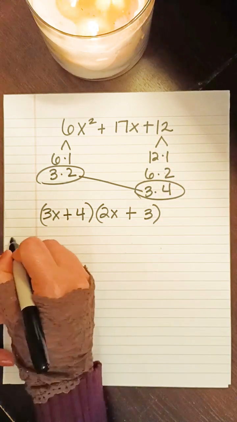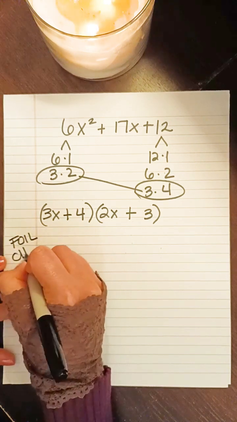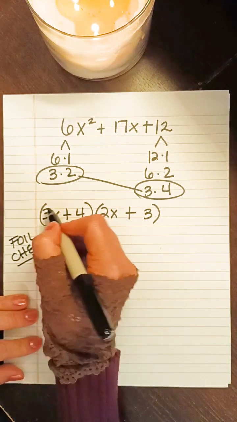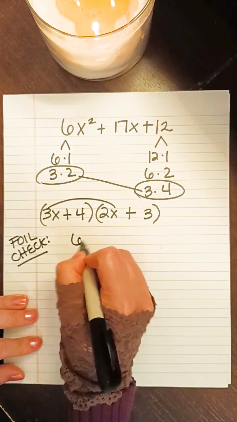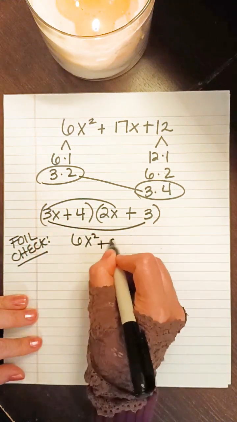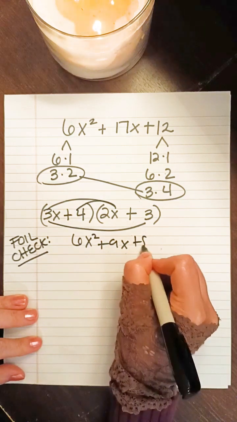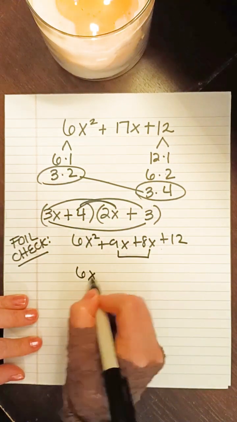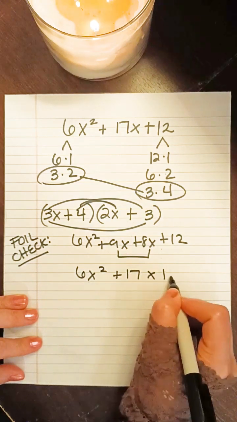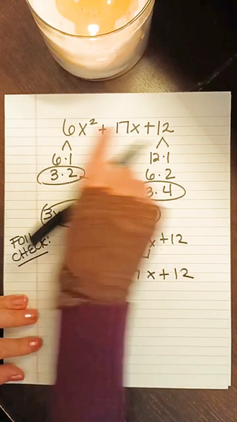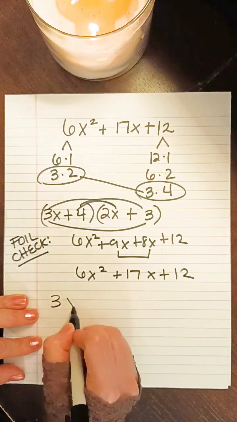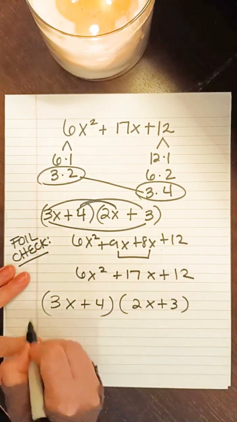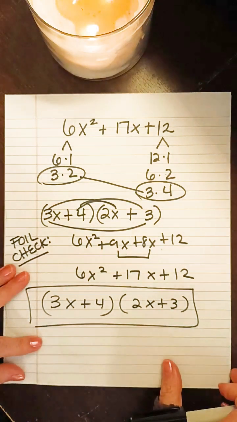And then we can FOIL to check. So we have the first terms, outside, inside, and last. And those two combine, and we get our original quadratic. So we know that these two binomials are the factors of our quadratic.